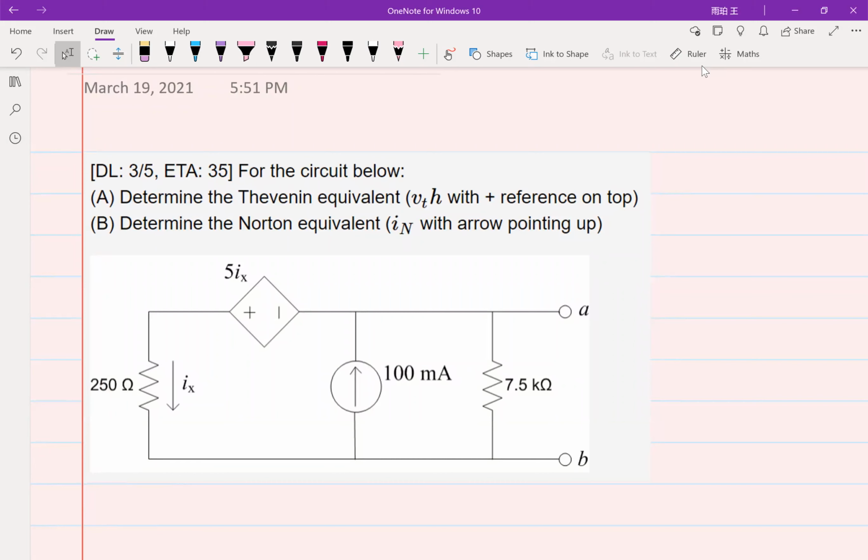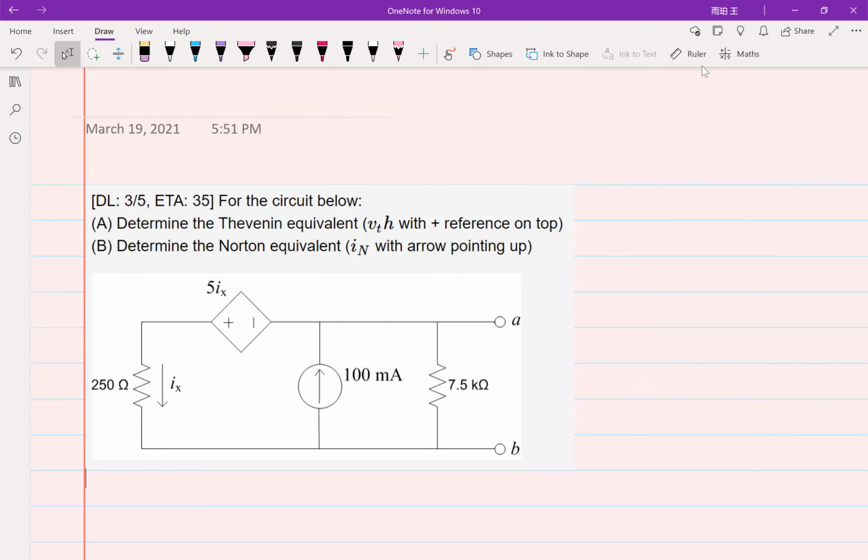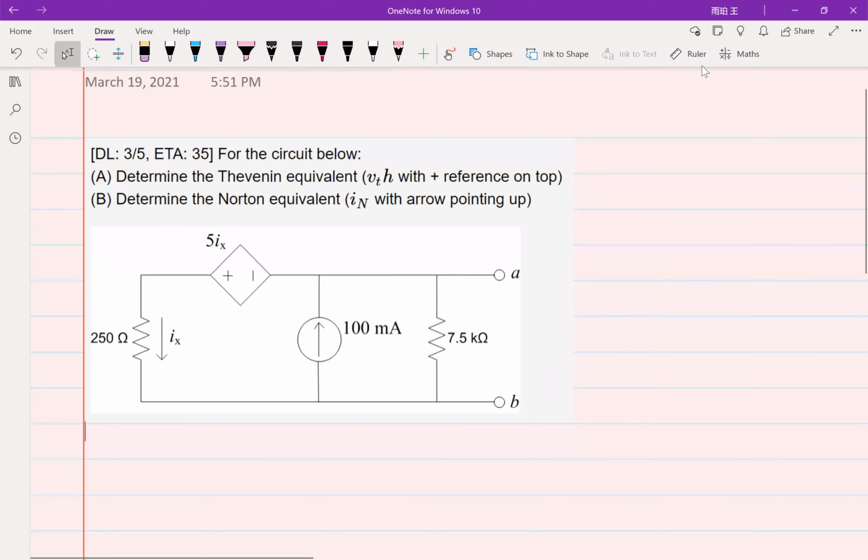Okay, so it's a plus referenced on top. So basically we're asking for the voltage difference, the voltage at A minus the voltage at B. To establish that, it's easiest to do a nodal analysis. Just remember when you try to find Thevenin equivalent, you use nodal analysis because it directly gives you the voltage difference. And when you're doing the Norton equivalent, you do a mesh analysis because it just directly gives you a current.